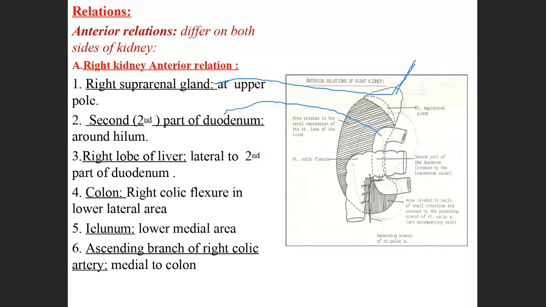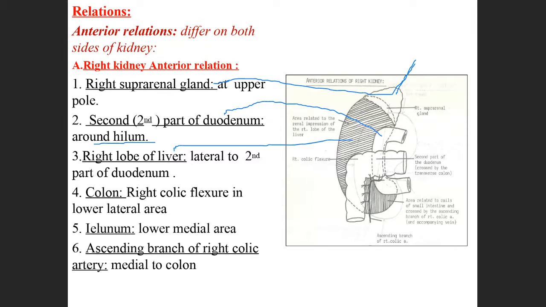duodenum. So which part of the duodenum is related? It is the second part of the duodenum that is related around the hilum. So where is it present? It is present around the hilum of the kidney. Next, the right lobe of the liver. Which part of the liver is related? The right lobe of the liver.